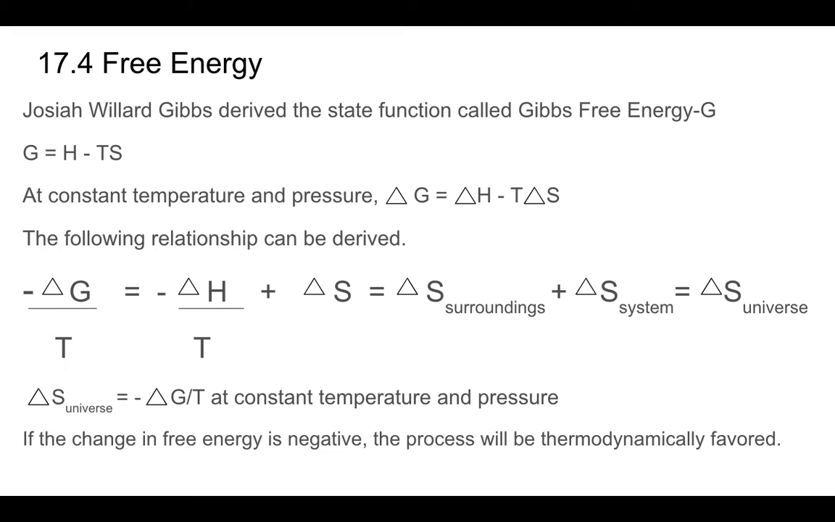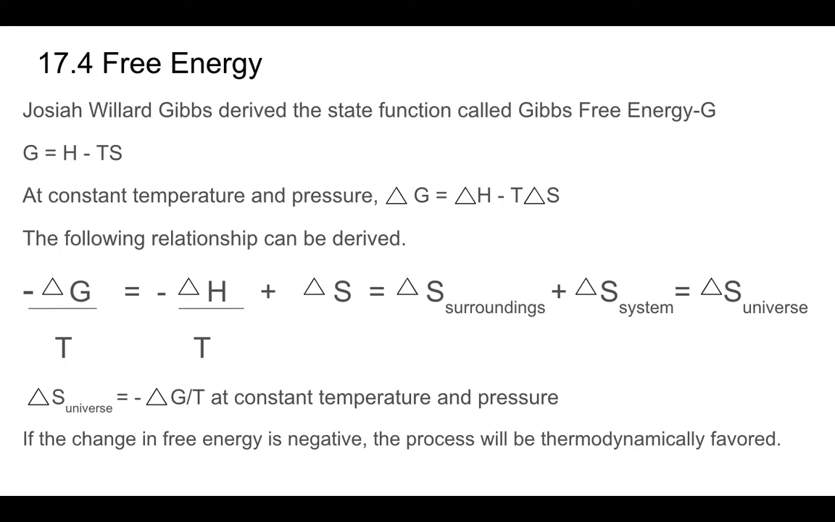So what we're finding here is that this negative delta G over T, if you take the Gibbs free energy change and divide it by negative T, you actually get the delta S of the universe. And so there is a relationship here between delta S of the universe and delta G. And since delta S of the universe can be used to determine if something is thermodynamically favored, then delta G can also be used to determine that.